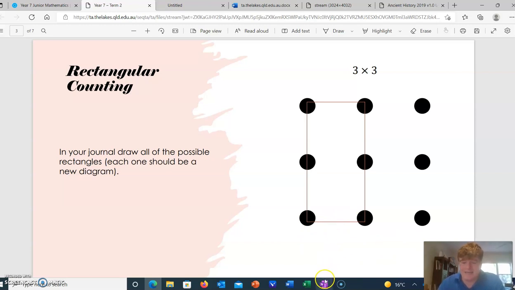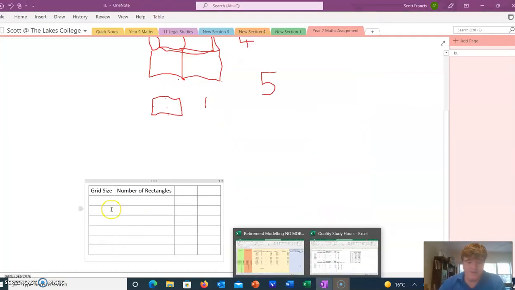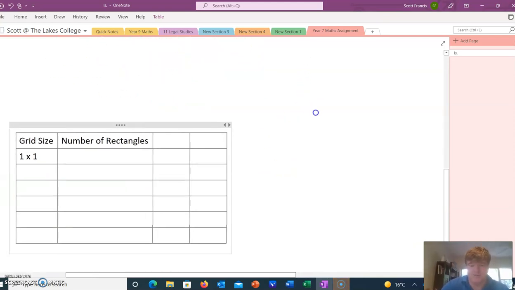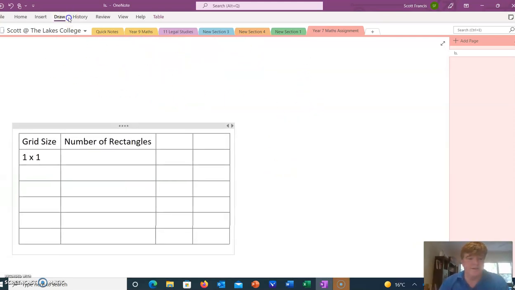So let's get stuck into this. Let's go into my notebook. Here we've got some of the different grid sizes. If you start by 1 by 1, right? I apologize, I've done a little practice working out here. I'm not very good at my drawing, so it should be entertaining if nothing else.